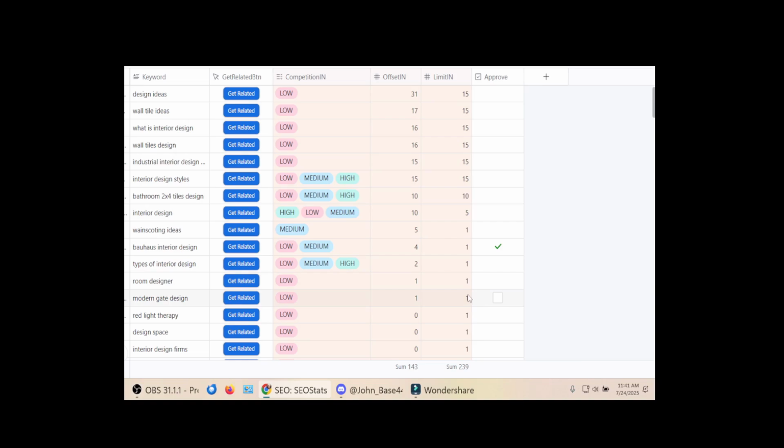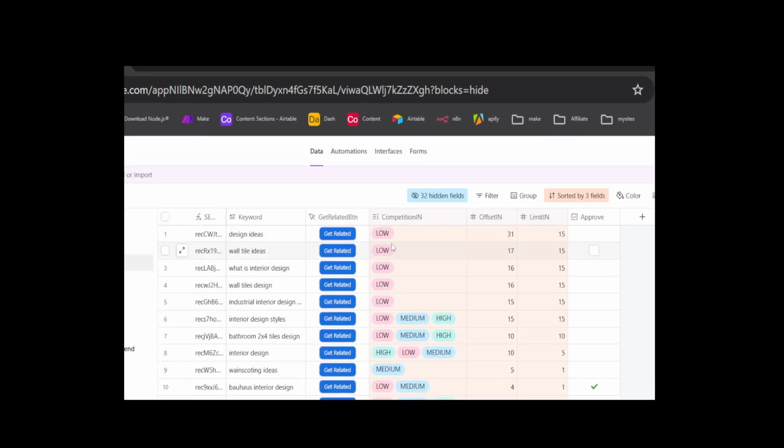I want to show you something cool you can do with data for SEO. You can generate keywords and then you can filter them in Airtable by the user intent, the competition, and the volume. So this is my input screen to generate related keywords.